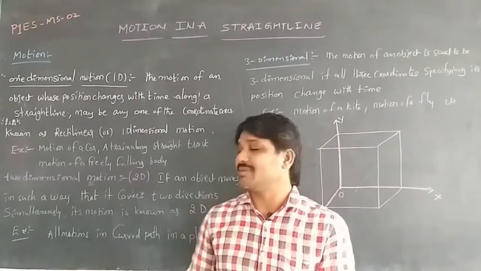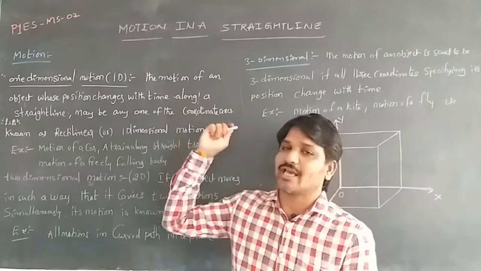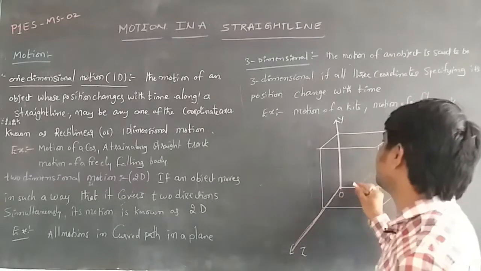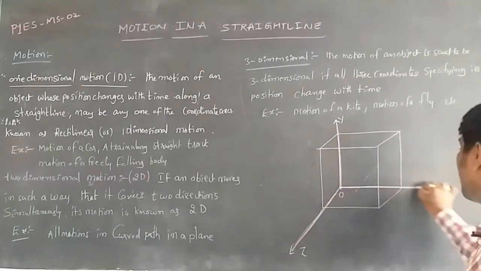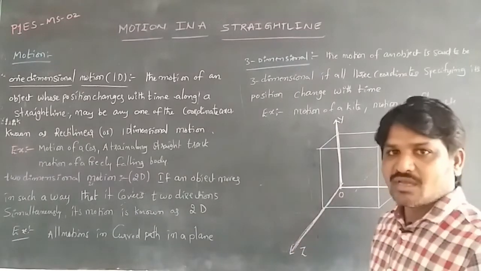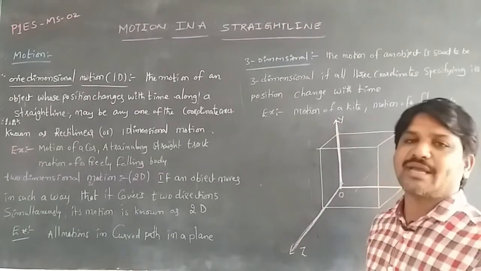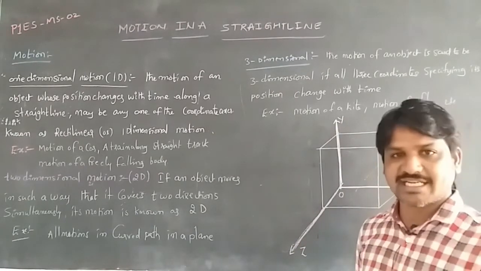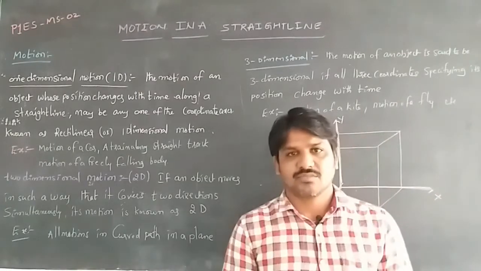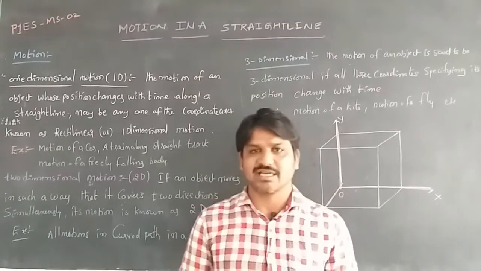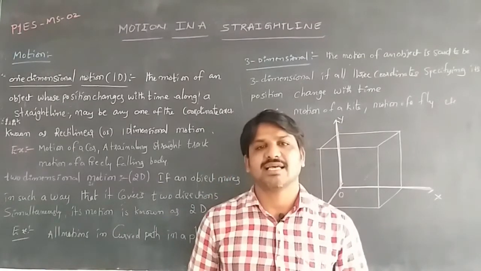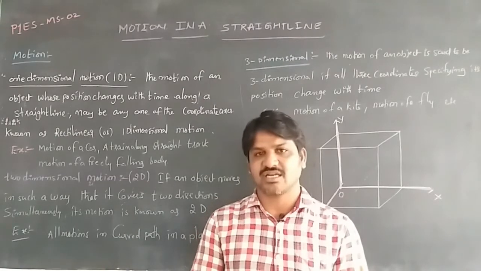When the body is moving along a straight line in any coordinate axis, whether along the x axis, the y axis, or the z axis, it is considered a one-dimensional motion, also called rectilinear motion. For example, a car moving on the road is a rectilinear motion because it is moving along a straight line. A train also moves along a straight line like that.